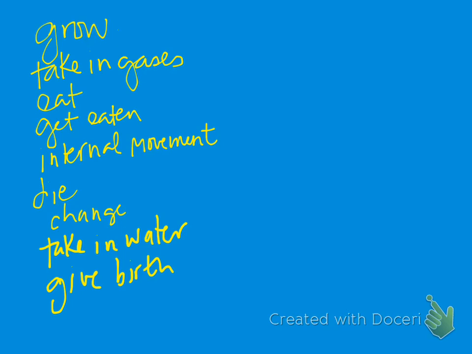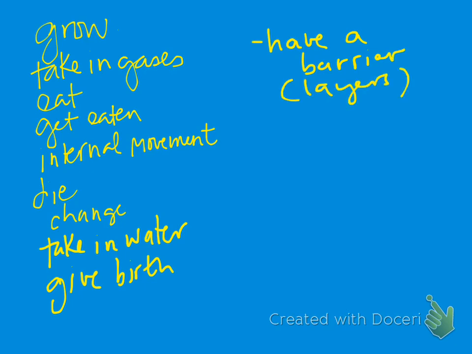Like we have skin. Okay, so all living things have some sort of skin. Layers. Protection layers. I like that. What would we call that? It's kind of like there's a barrier between you and what's not you. Yeah. So have a barrier, and we'll put in layers. That's a really good one.